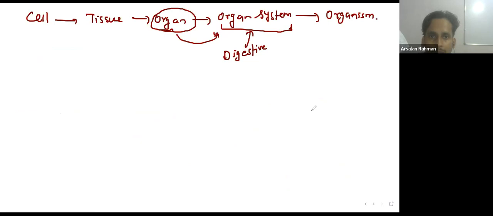Okay. Let us try to make a simpler diagram of the human digestive system. I'm not good at diagrams. Okay. This is just for reference. So please don't judge my artistic skills here.